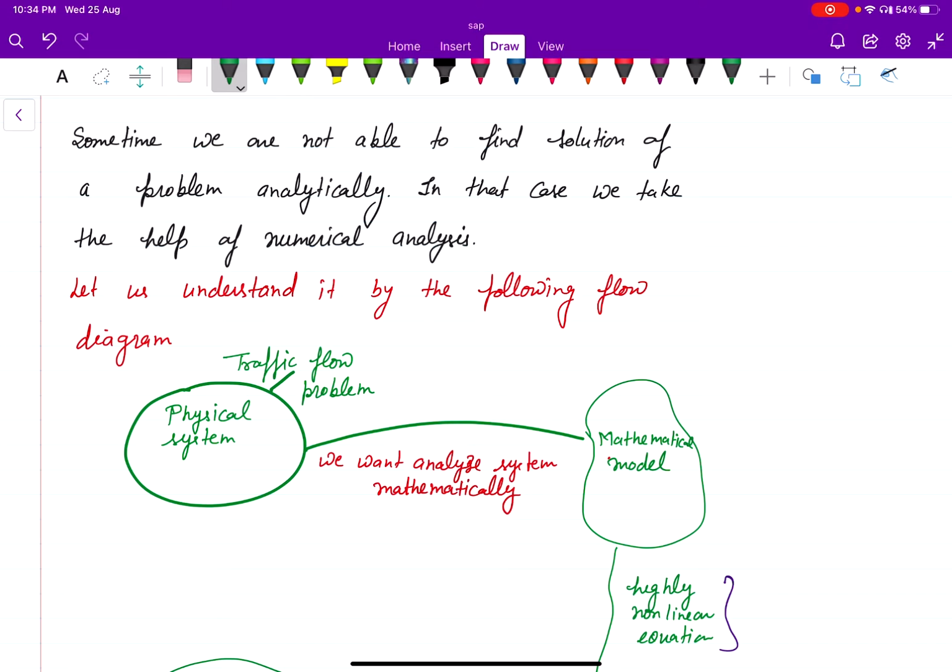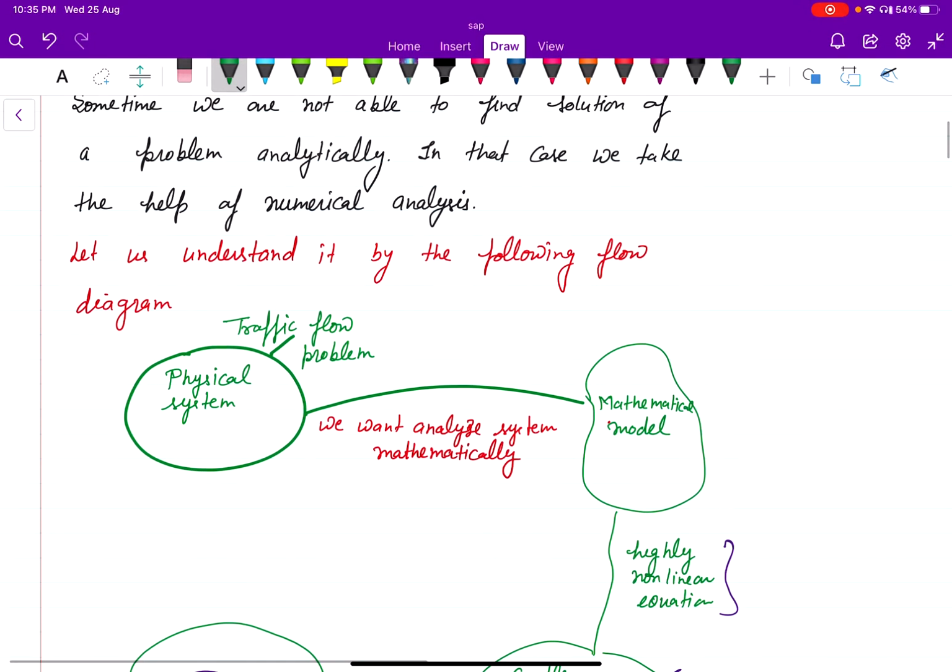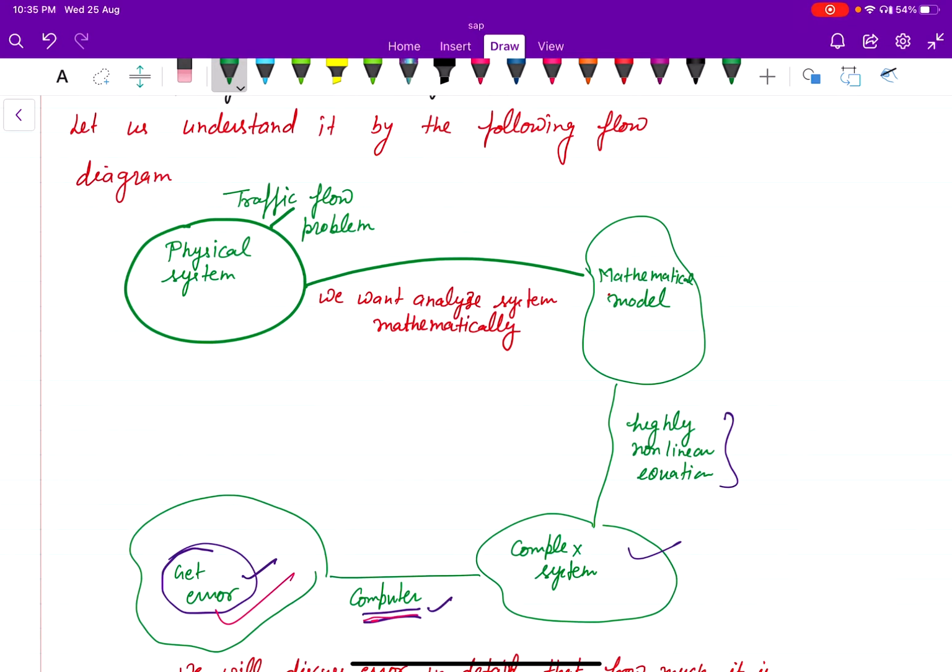So what we will do is make its model with the help of some laws, etc. And in that particular model we are getting highly nonlinear equations. Those equations are not easy to solve. For that we will take the help of a computer or some methods. Those may help us to get a solution of the mathematical model.